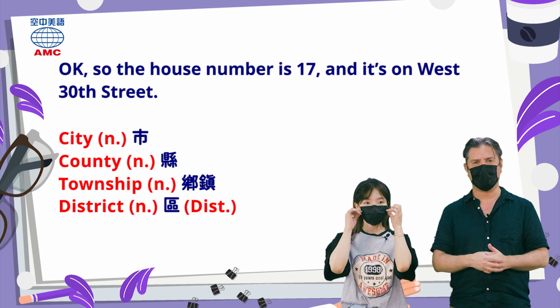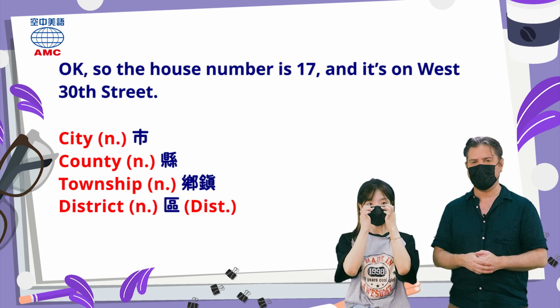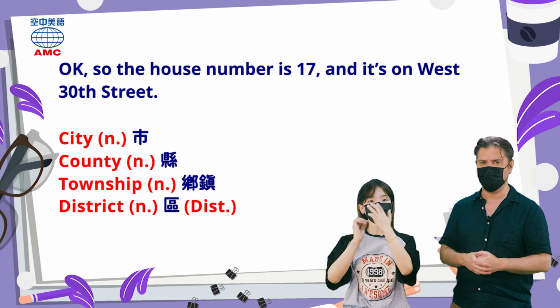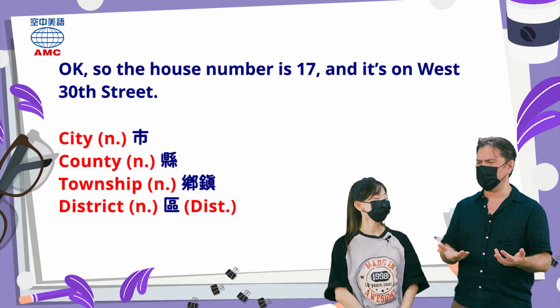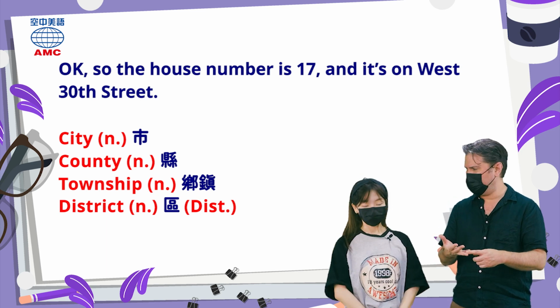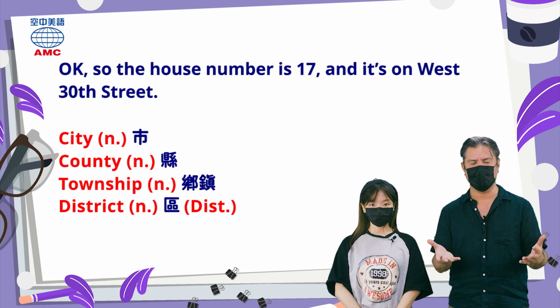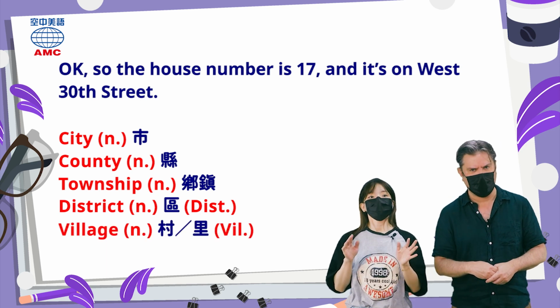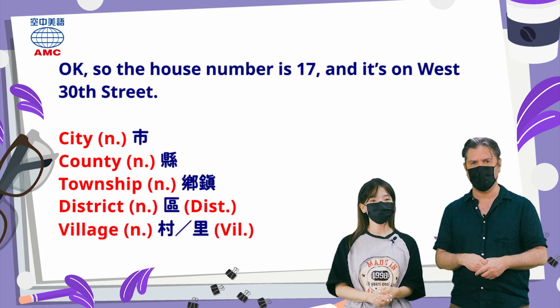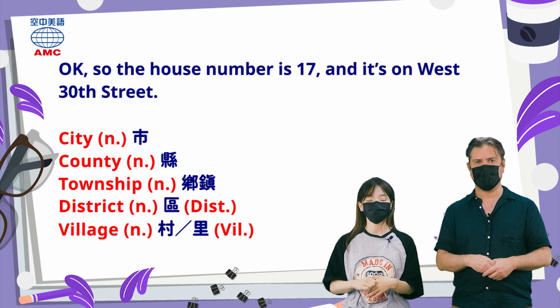We also have district, which can be shortened to dist, D-I-S-T. 像就是大安, like where we are. In New York, you might say Manhattan or Queens or Brooklyn. These are all parts of New York City, but different districts. And then a village. Again, a very small kind of town or community in the countryside.